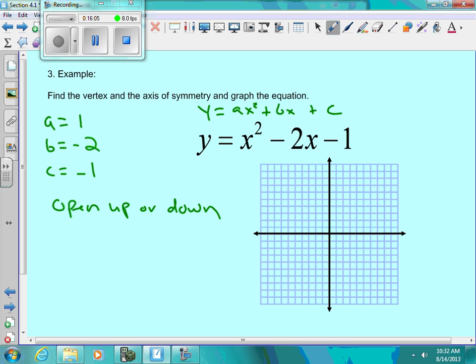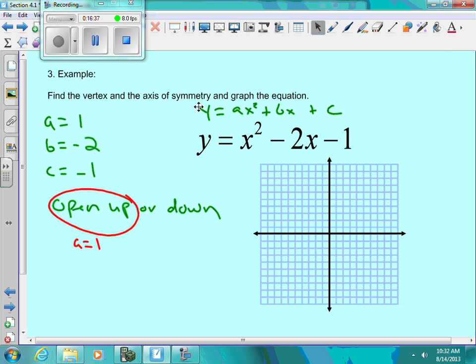Well, what's the rule? Look back at your notes. If a is positive, then the graph opens up. A is positive, so it opens up, because a equals 1. So that should be something to say, okay, this is a U, a smiley-faced U. It opens up. Let's find the vertex and the axis of symmetry.